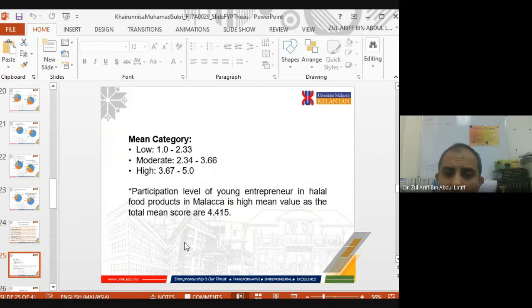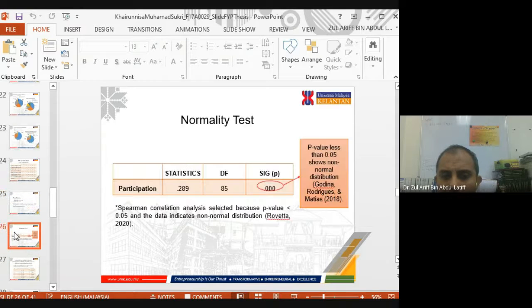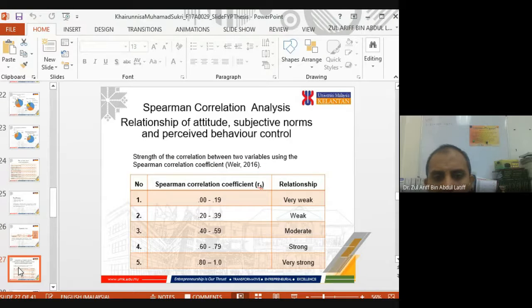Okay, for this statement here, you have low as 2.3 and below, moderate until 3.6, but high is 3.67. So you also need to have this when you present and also in your writing. Okay, this is the normality test. Between the participation, degree of freedom, we have 85 respondents, and her p-value is less than 0.05, which is the Shapiro. So it is good. We need to have below 0.05. Okay, stated here.